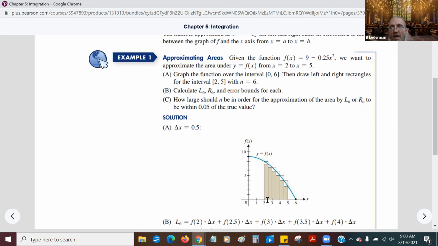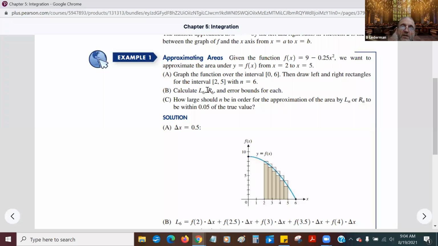Now notice in this case the right ones are smaller than the true answer, and the left ones are going to be greater than the true answer. That's just the way it is. One answer is going to be smaller than the true answer, the other is going to be greater than the true answer, but the true answer is going to be in between.